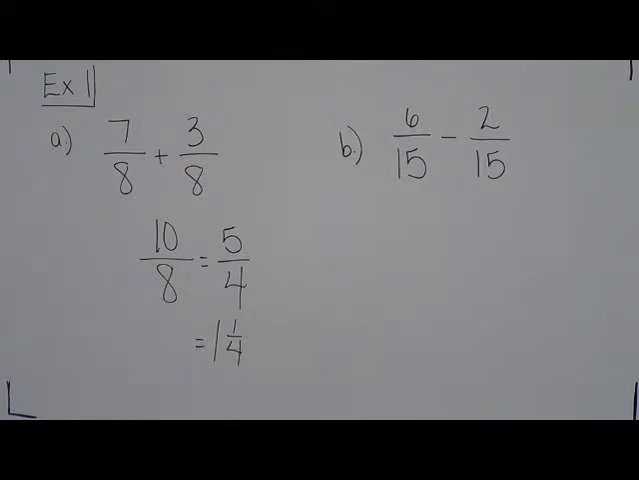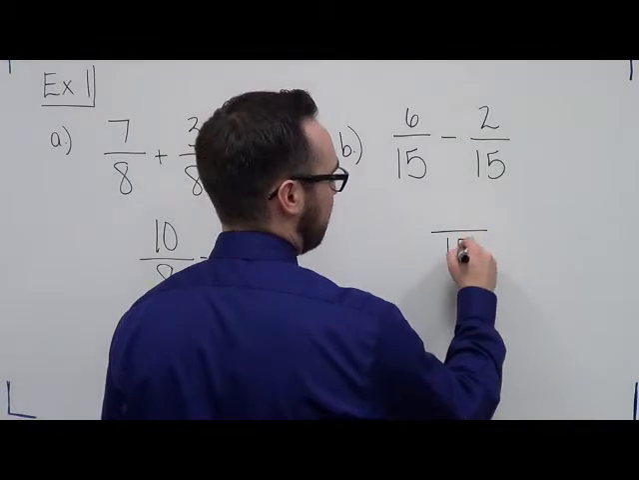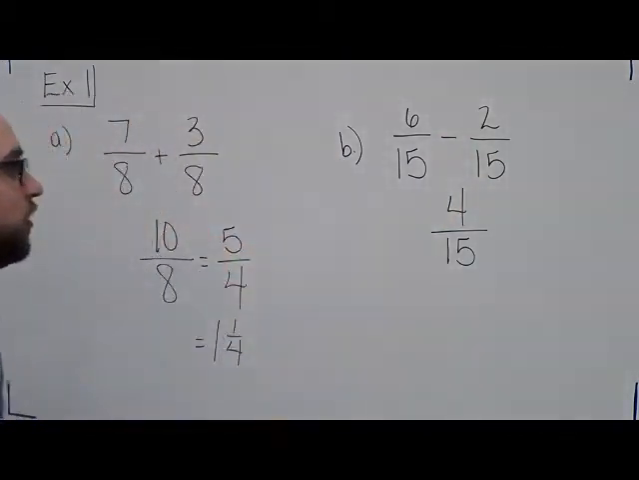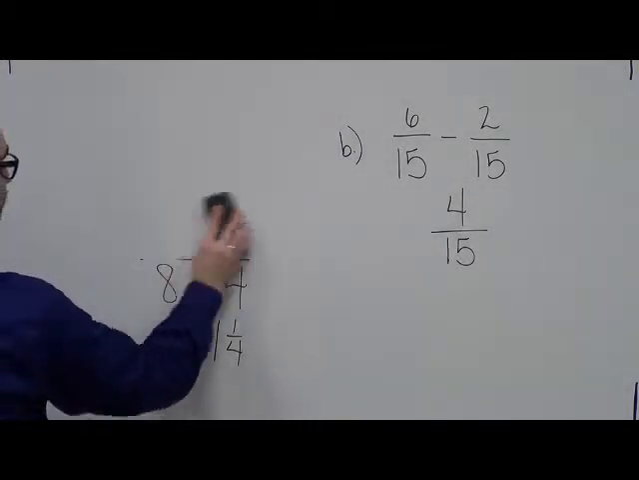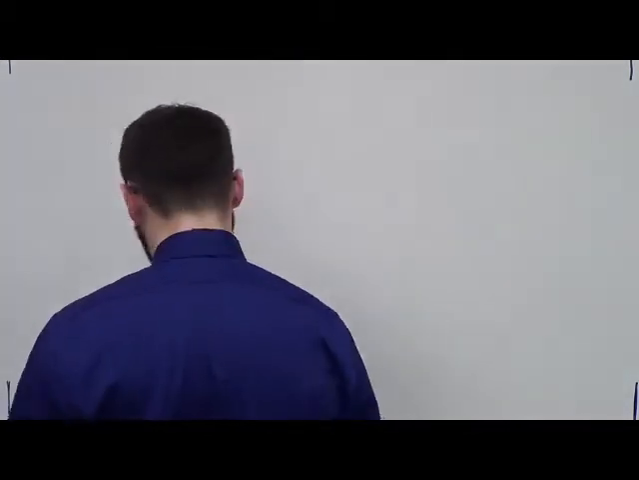Then on the other one, when we subtract, again, it's not 15 minus 15, it just stays as 15, but 6 minus 2 gives us 4. We cannot reduce that at all, so it just stays as 4 over 15. I think you have probably done that before in the past, so we're not going to spend a lot of time on that. We are going to move straight into adding and subtracting unlike fractions. So let's take a look at adding and subtracting unlike fractions.